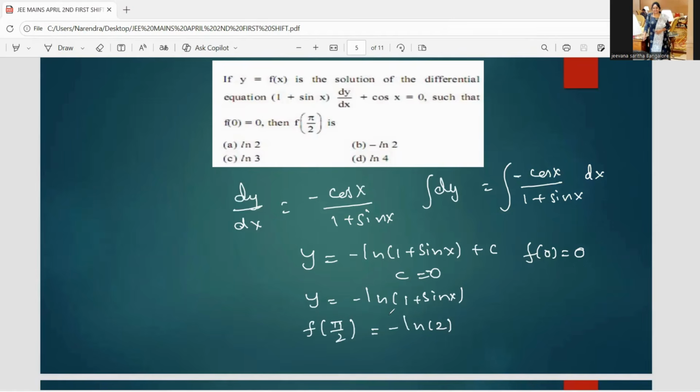And there is no tricky application in this question. It's a direct application of a simple concept. So the answer here is negative ln2. This also took less than a minute to finish the question and identify the perfect answer. Let's see the next question.